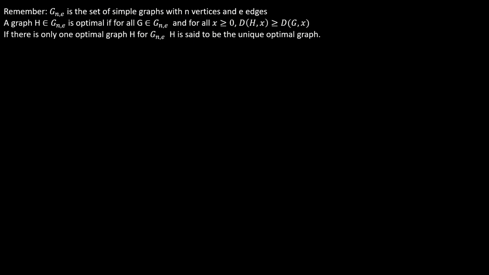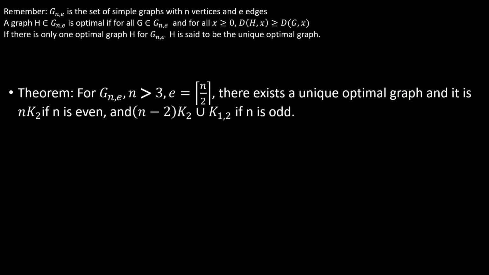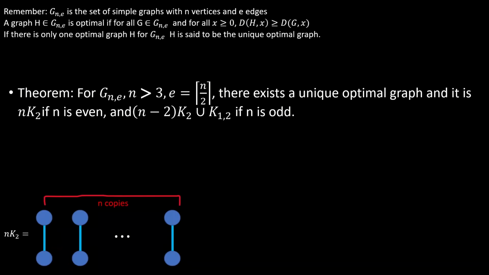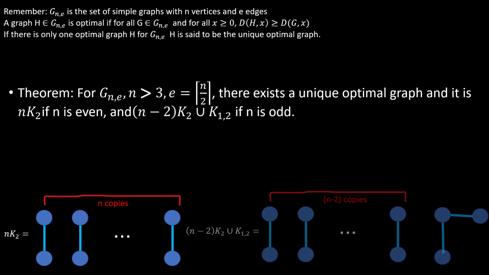Now, for the set G sub ne, where n is greater than 3 and e equals the ceiling of n over 2, the unique optimal graph is either n over 2 copies of K sub 2, that is the disjoint union of copies of the complete graph on 2 vertices, if n is even. Or if n is odd, then the unique optimal graph is the disjoint union of n minus 3 over 2 copies of the complete graph on 2 vertices, with the complete bipartite graph K sub 1,2.